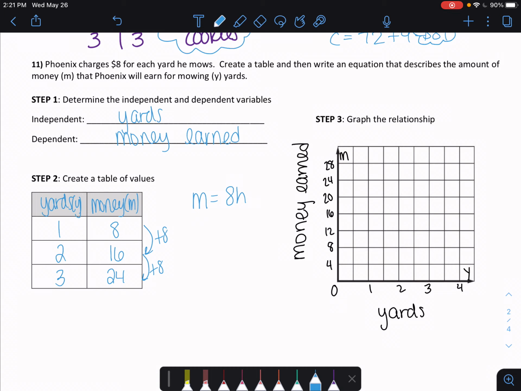And then for my graph, I'm going to plot (1, 8), (2, 16), and (3, 24), and it should be a line that goes straight through my graph. Remember, with this type of question, you can start wherever you want. If you want to start by creating the table first, then write your equation, then do your independent and dependent variable and graph it, that's fine as well. In this one, I found it fairly clear that you needed to mow the yards first, so that's independent, and the money earned is dependent. That's why I started with step 1.